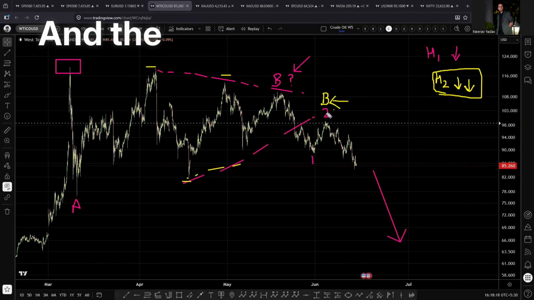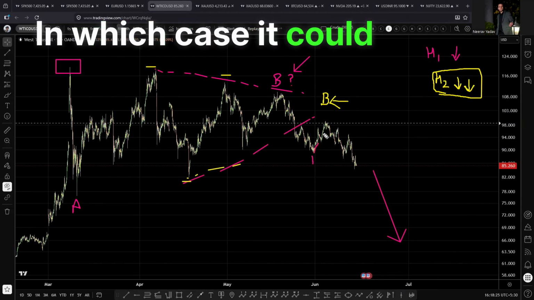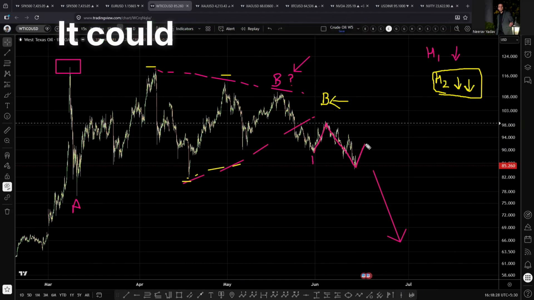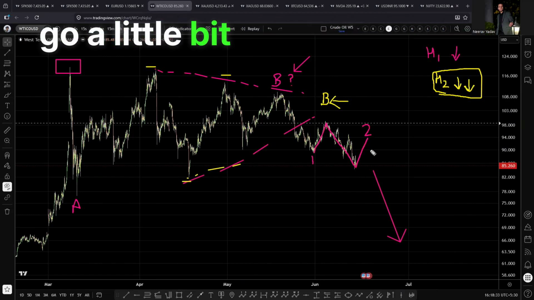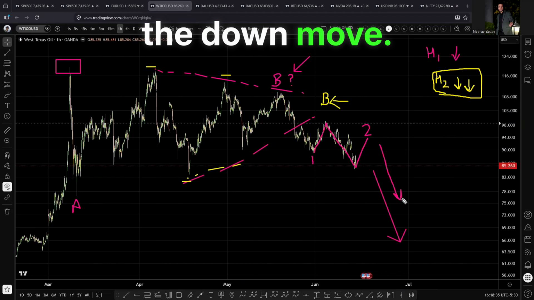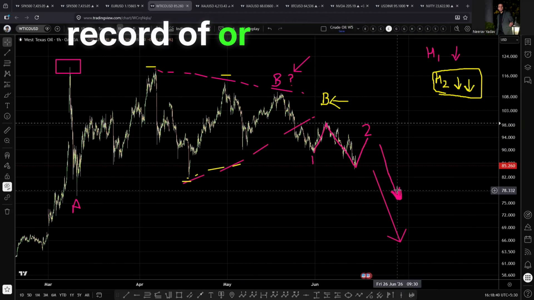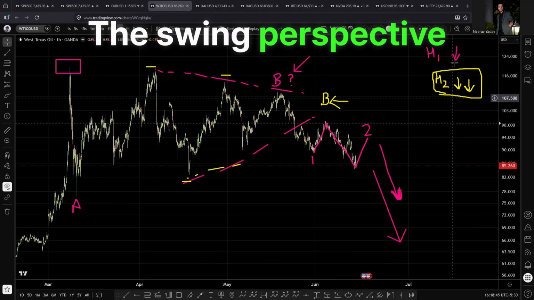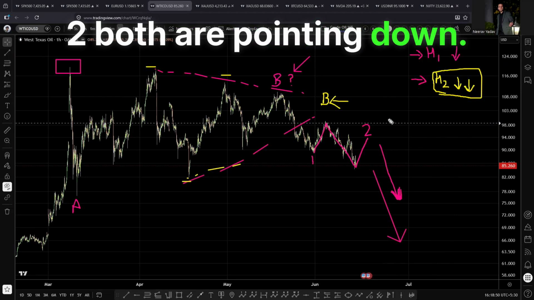Okay. And the last thing we want to discuss is the possibility that this market is in wave 2. Now wave 2 can be a flat structure, in which case it could be an A up, a B down, a C up for the 2. That means this market can go a little bit up before giving the down move. That's the main bias here, which we want to keep in mind. The swing perspective remains bearish because hypothesis 1 and hypothesis 2 both are pointing down.